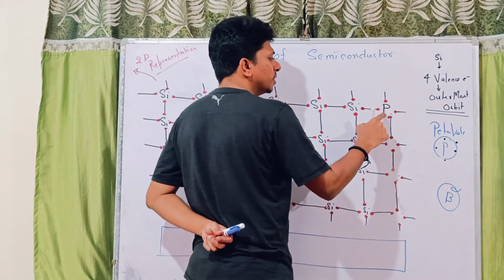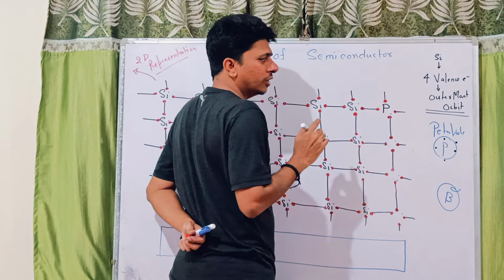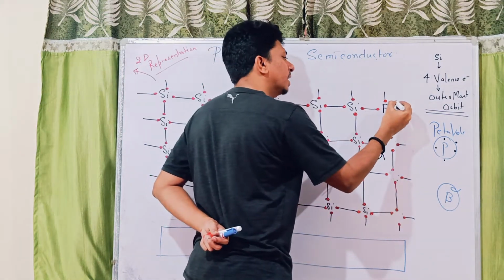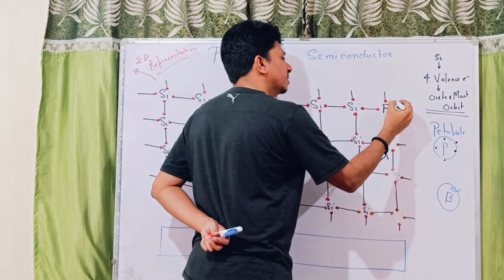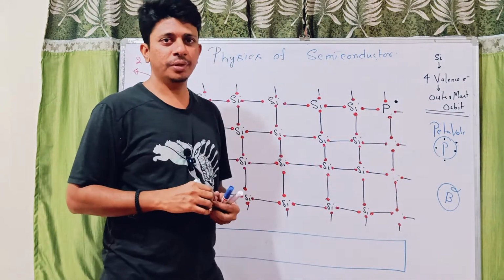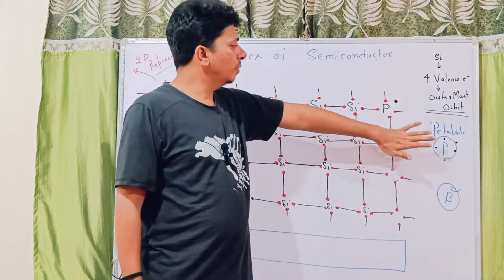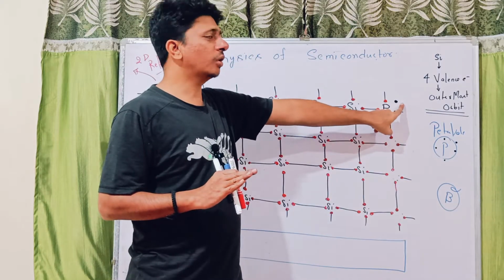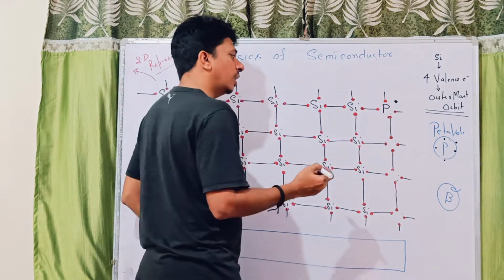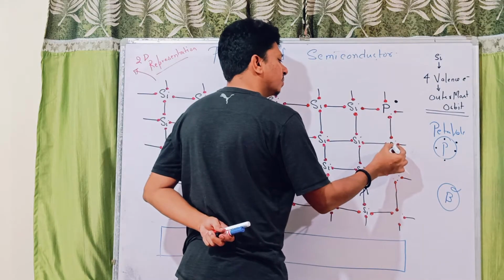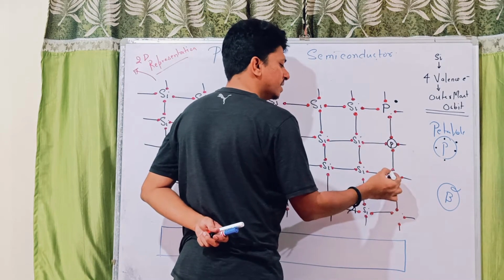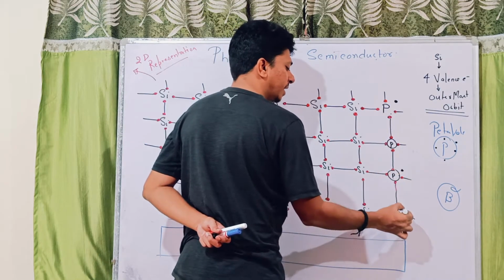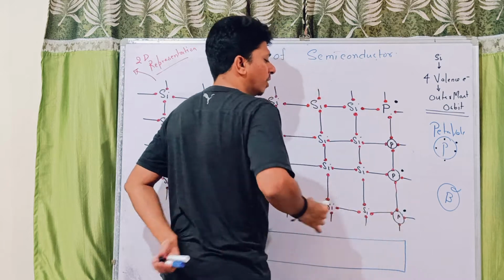But the phosphorus atom has 5 electrons. 4 of these electrons take part in the covalent bond formation, but there is one extra electron which is free to move. Out of these 5 electrons, 4 are involved in covalent bonds, but 1 electron is free. Likewise, at each and every place where these phosphorus atoms are placed, each phosphorus atom has one extra electron like this.